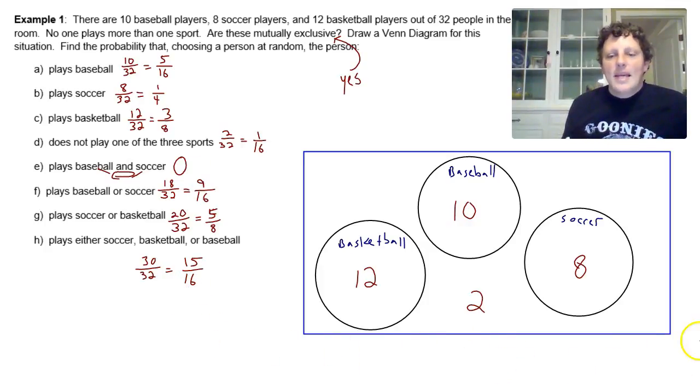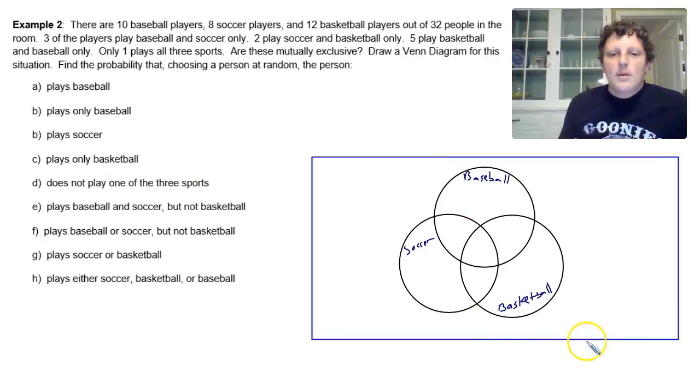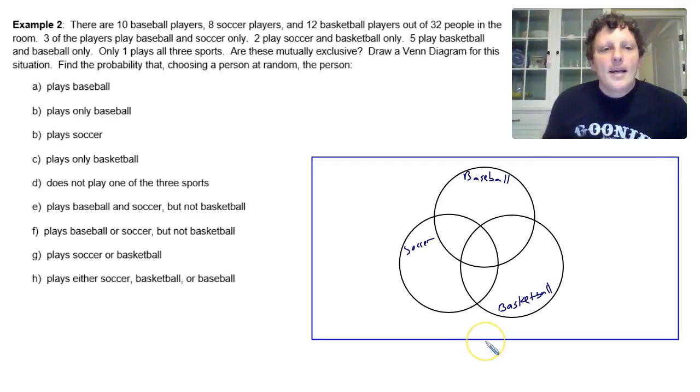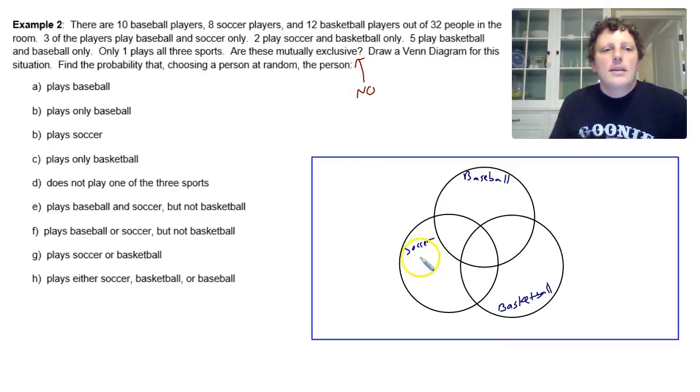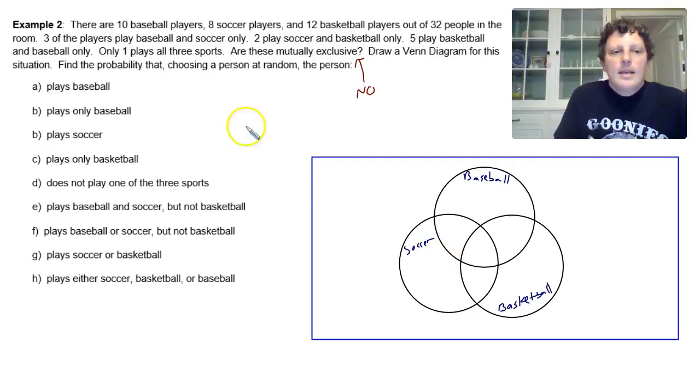All right, next example. Remember, pause the video, try it out, see how you do, and then start it up, see if you get it right. All right, this time we do not have a mutually exclusive event or a mutually exclusive situation. There is overlap. There are people who play multiple sports, okay? So I like to start with the part that represents all 3. So one person plays all 3 sports.